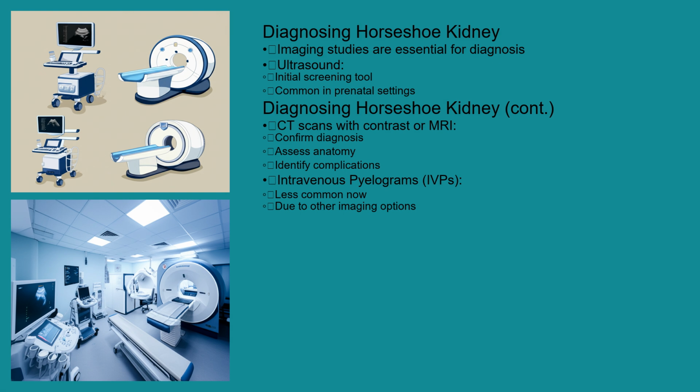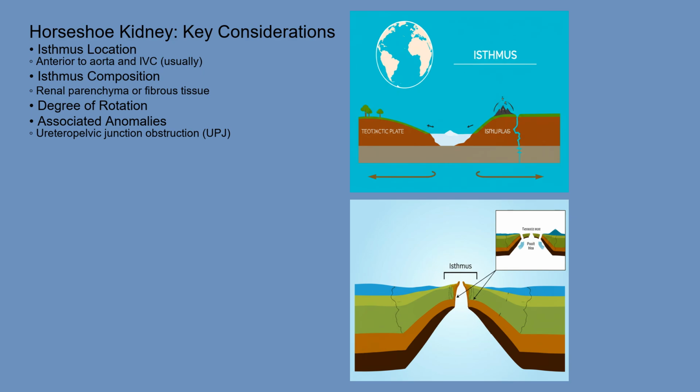Diagnosis of horseshoe kidney often involves imaging studies. Ultrasound is commonly used as an initial screening tool, particularly in prenatal settings. However, more detailed imaging, such as CT scans with contrast or MRI, are typically used to confirm the diagnosis, assess the anatomy, and identify any associated complications. Intravenous pyelograms (IVPs) can also be used, although they are less common now due to the availability of other imaging modalities.